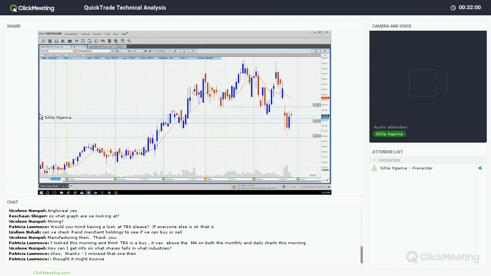No, I wouldn't buy TBS right now. I'd wait for it to give me a clear signal before I go in. We are trading below our moving average, so that shows that there is enough bearish pressure on it. So until we break above the 10 SMA, I'm not going to get involved. Okay, let me see other questions.